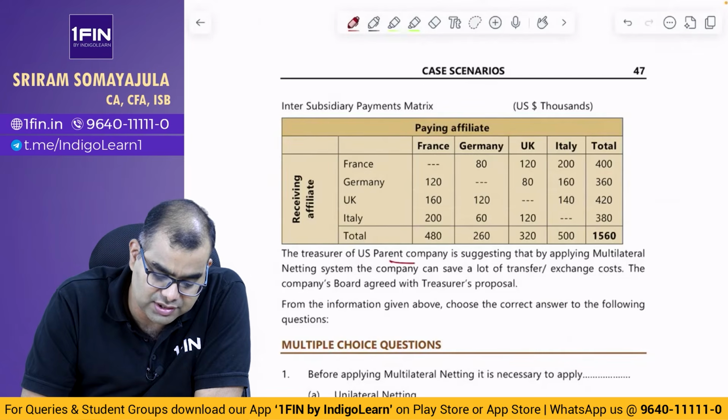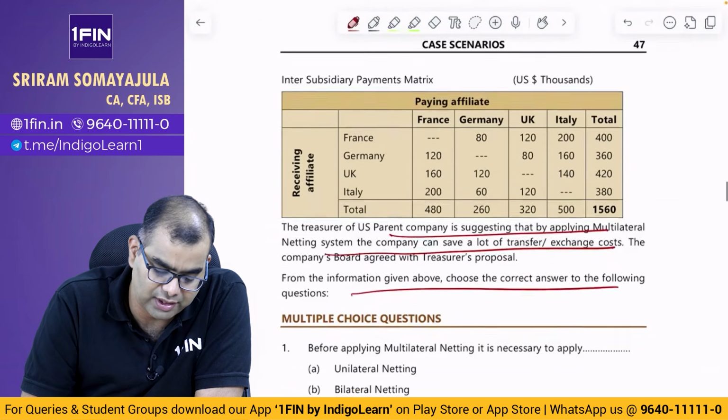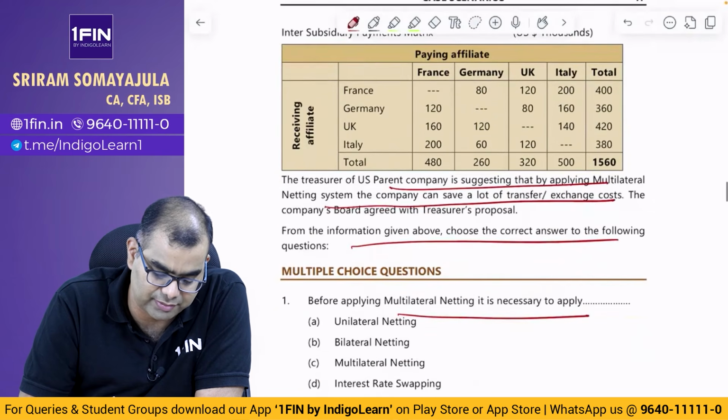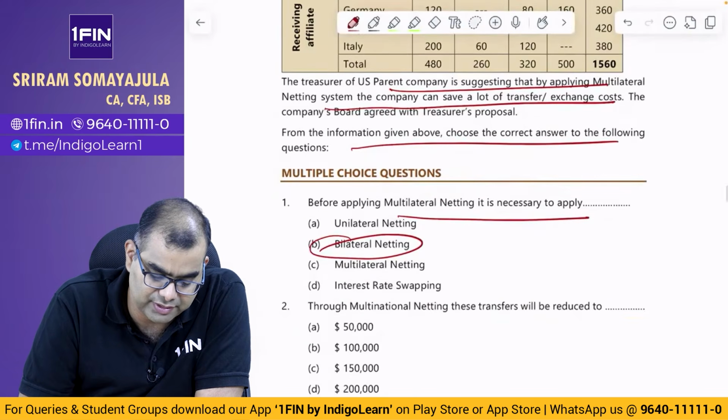The treasurer of the US is suggesting applying a multilateral netting system, and they can save a lot of money. From the information given, choose the correct answer. Before applying multilateral, it is necessary to apply bilateral, unilateral or interest swapping? It is necessary to apply bilateral. Through multilateral netting, these transfers will be reduced to how much?